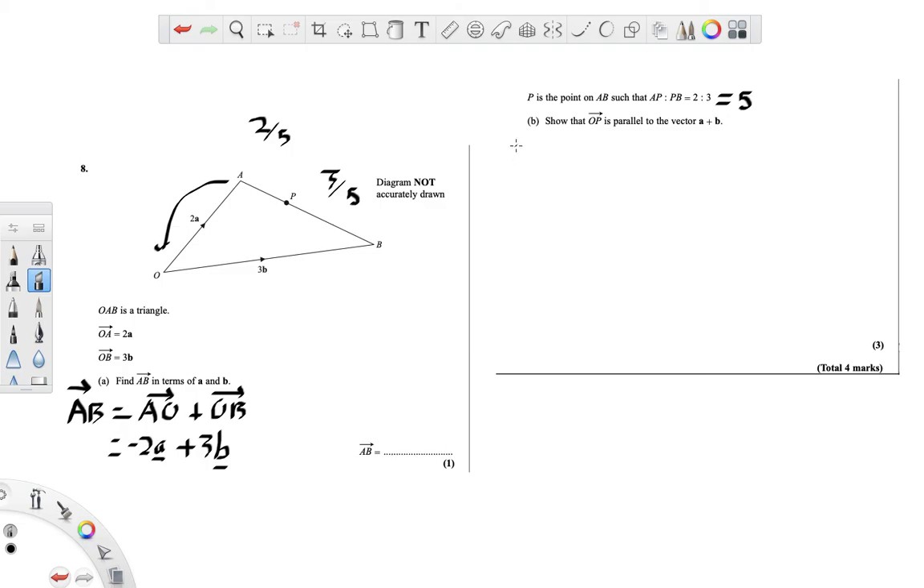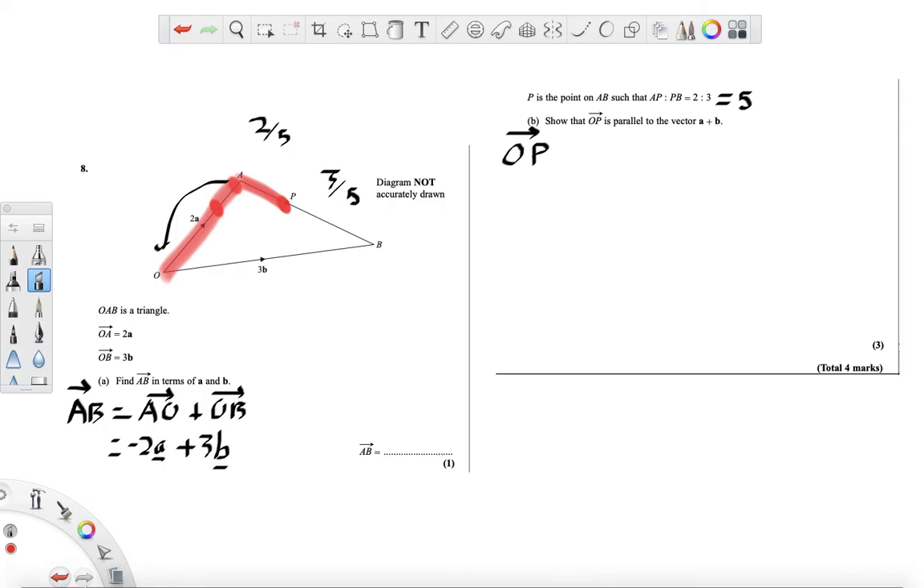So we want to show that OP is parallel to the vector A plus B. So we need to define a route for OP. In order to define this route, we can go from O to A, and then we'll have to go from A to P. Can we do that? Well, we know that AP, from what we've just talked about, is 2/5 of AB, and we've just worked out a vector to define AB. So we can do that.